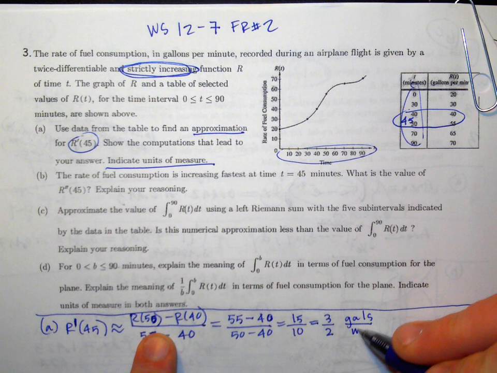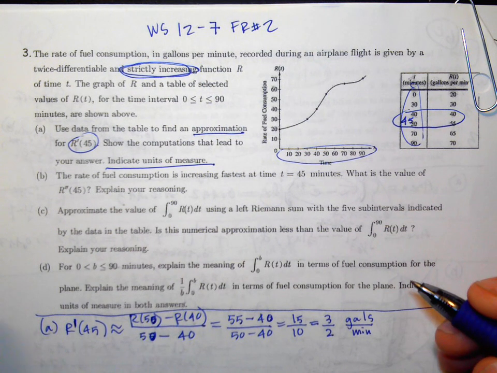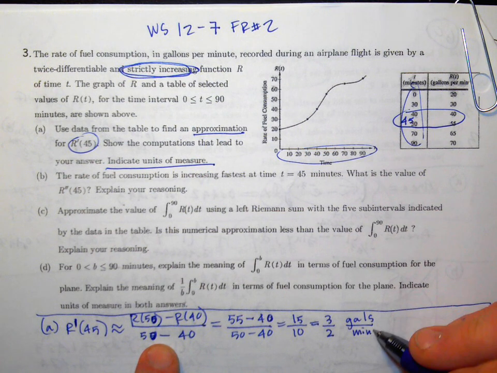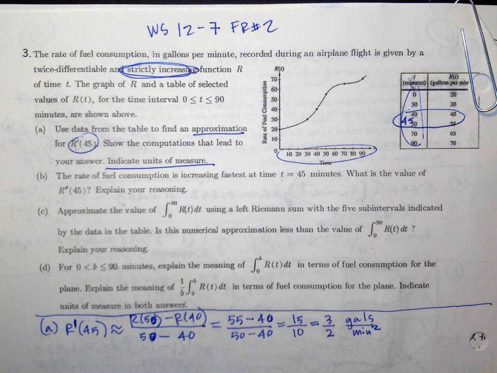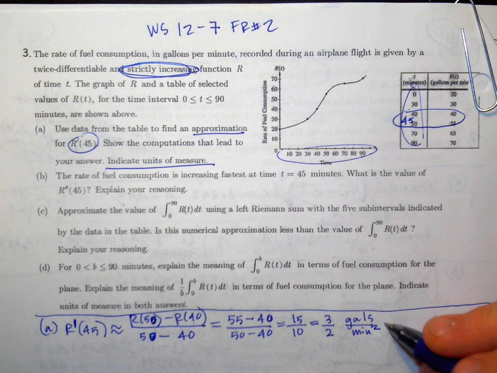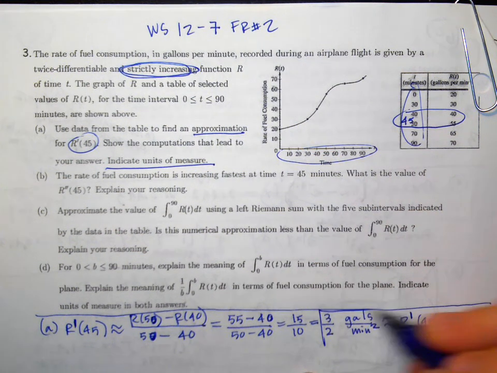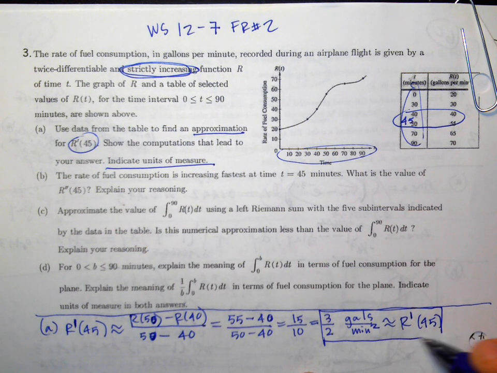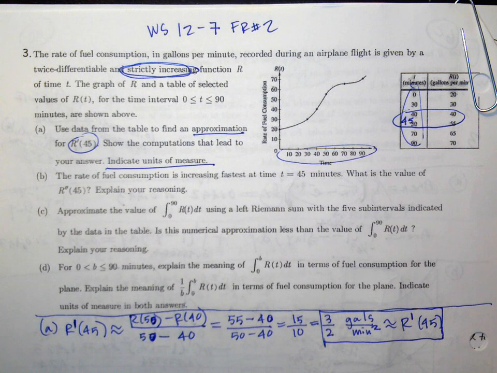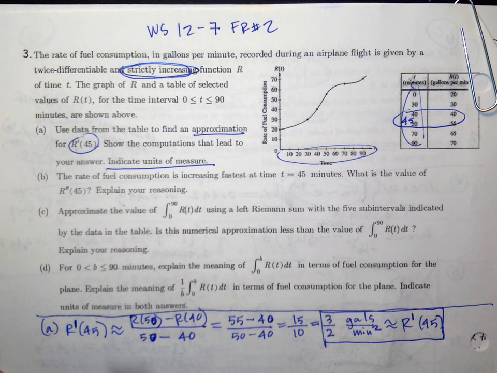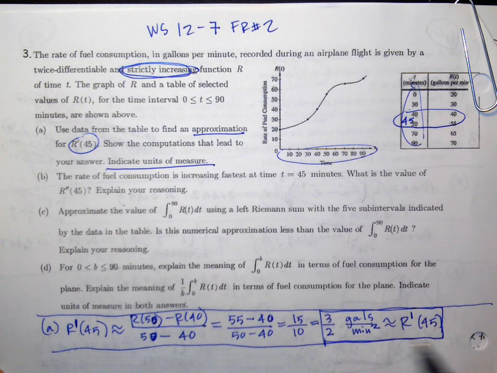But that's just R. R is gallons per minute. The thing on the bottom is the derivative's variable, so it's another time. So it's gallons per minute squared, or gallons per minute per minute. This is an approximation of R prime of 45. Don't refer to it as the average R prime value, even though it is the average between 40 and 50. The work looks the same, but they didn't ask you for that.